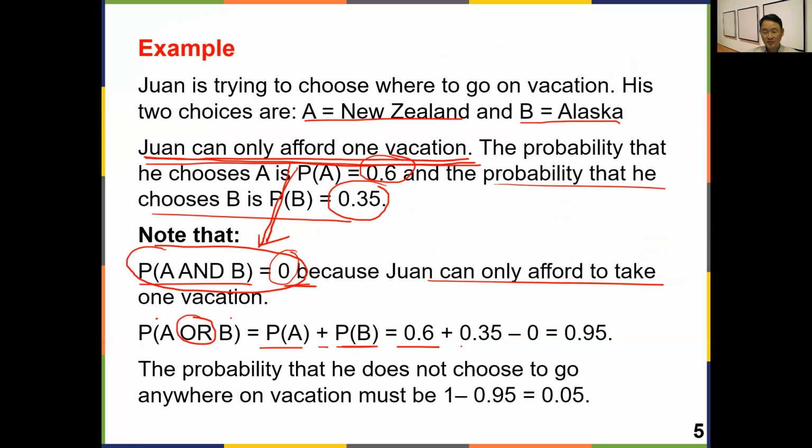So 60% plus 35% is 95%. It's not 100%, so what's happening? Then 1 minus 0.95 is a 5% chance that he's not going to go anywhere. He's not going to go to New Zealand, and he's not going to go to Alaska. There's a 5% chance he'll probably stay home, right? Okay.